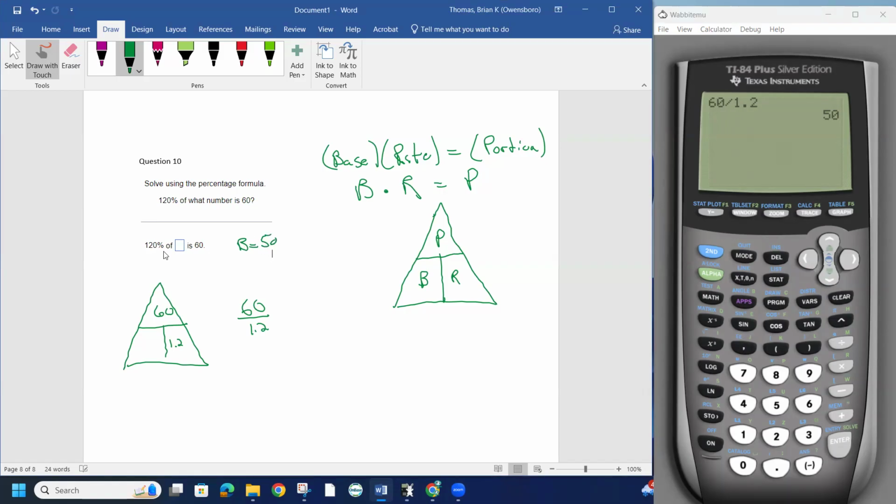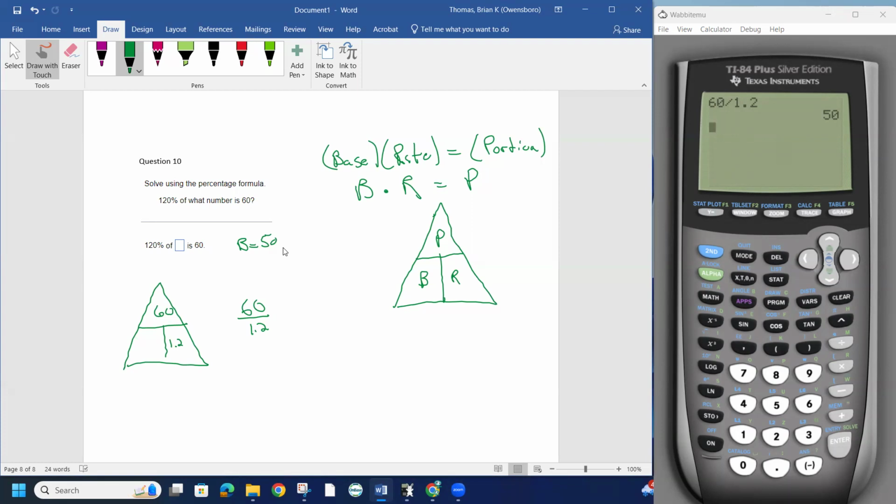Notice that since we did 120%, our portion is actually bigger than what we started with, because 100% would have been 50. 120% of 50 should actually be more than 50. So in this case, the portion is bigger than what we started with because the percent is over 100%.